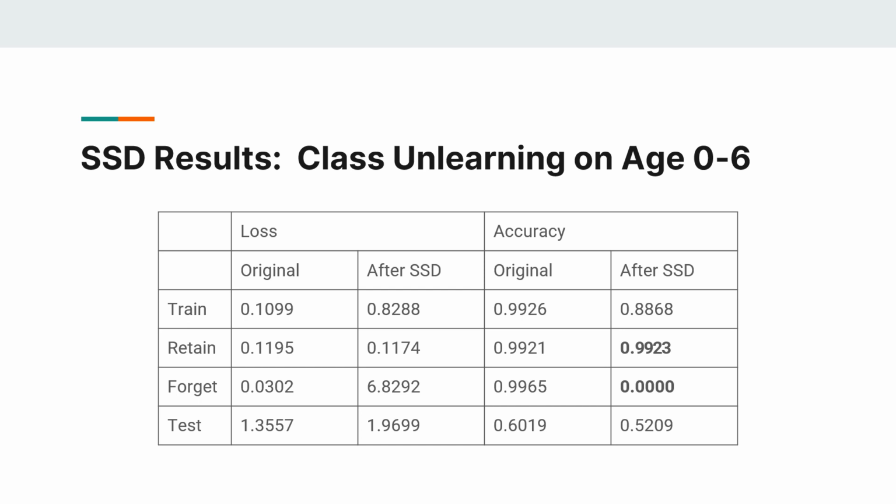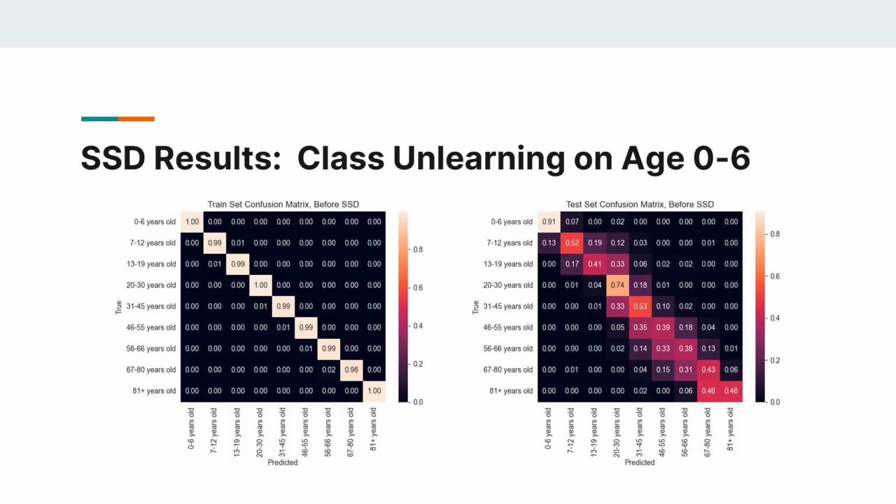So this is an example of class unlearning on the first class, age 0 to 6. Our goal is to try to make the accuracy for the forget set as low as possible in this case, because we want to completely unlearn that whole class. Here, SSD is able to do that, and it's also able to keep the retain accuracy very high, so we consider this a success. So here are the confusion matrices from before SSD for the train set and test set, and here are the confusion matrices after running SSD.